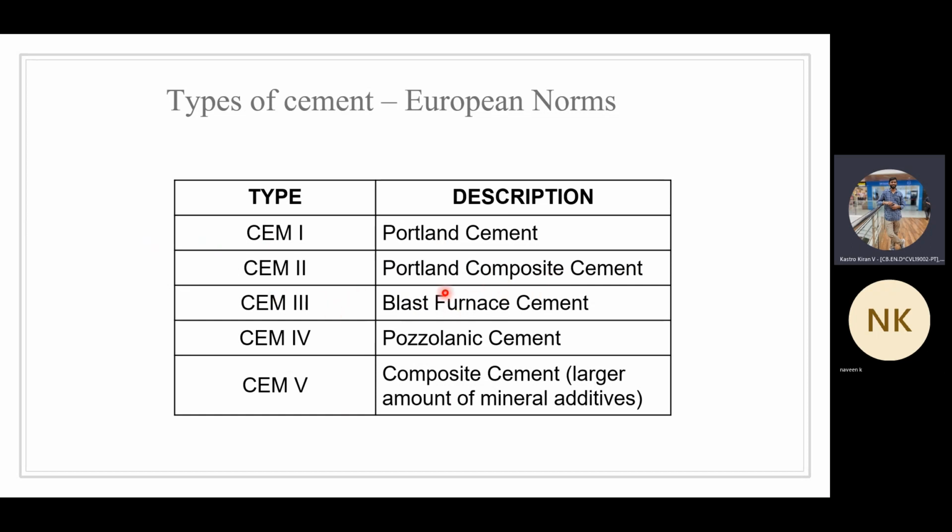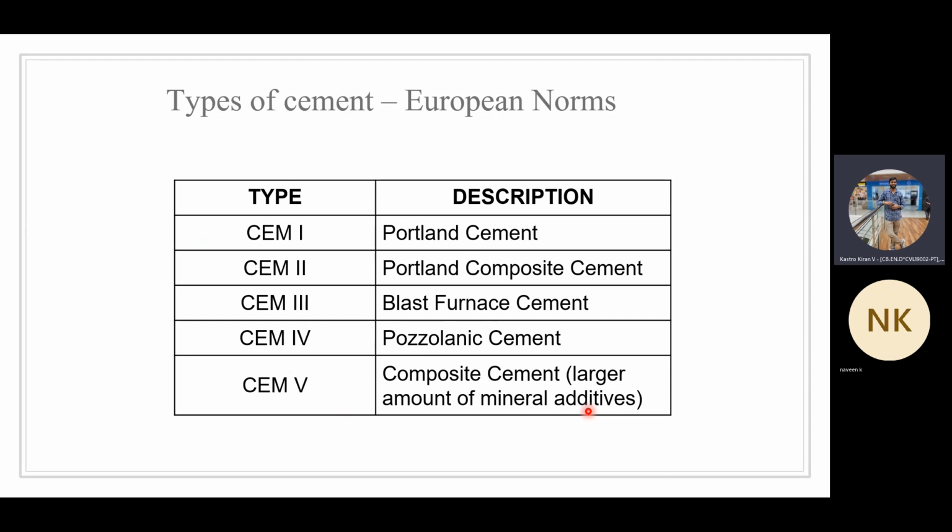And CEM3 is blast furnace cement. That means it consists of a certain amount of slag in the cement. And CEM4 is called pozzolanic cement. That is, pozzolanic material will be added, which is basically fly ash. And CEM5 is a composite cement which consists of a large amount of mineral admixtures. You will have more mineral admixtures here. It can be silica fume, fly ash, GGBFS, rice husk ash, anything. So these are the classifications of cement according to the European standards.